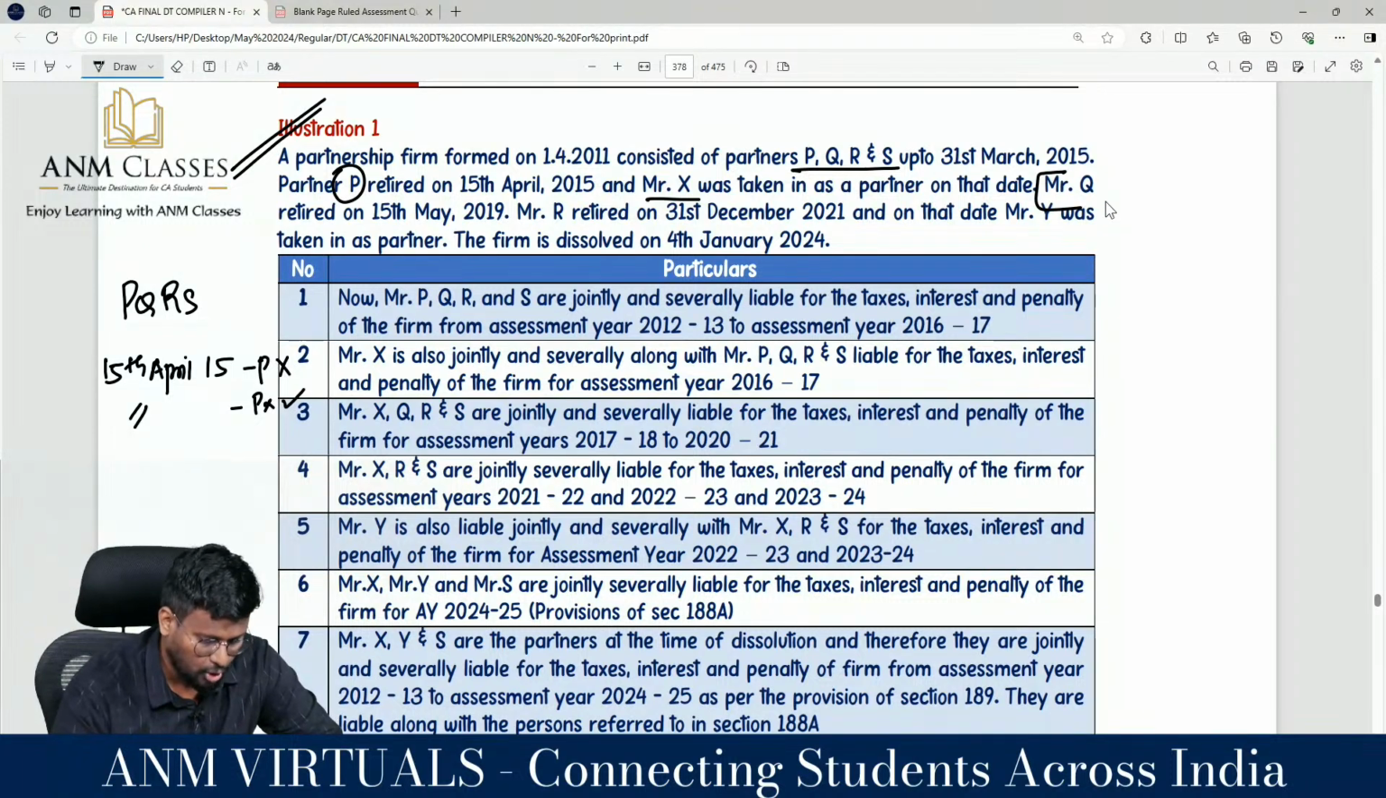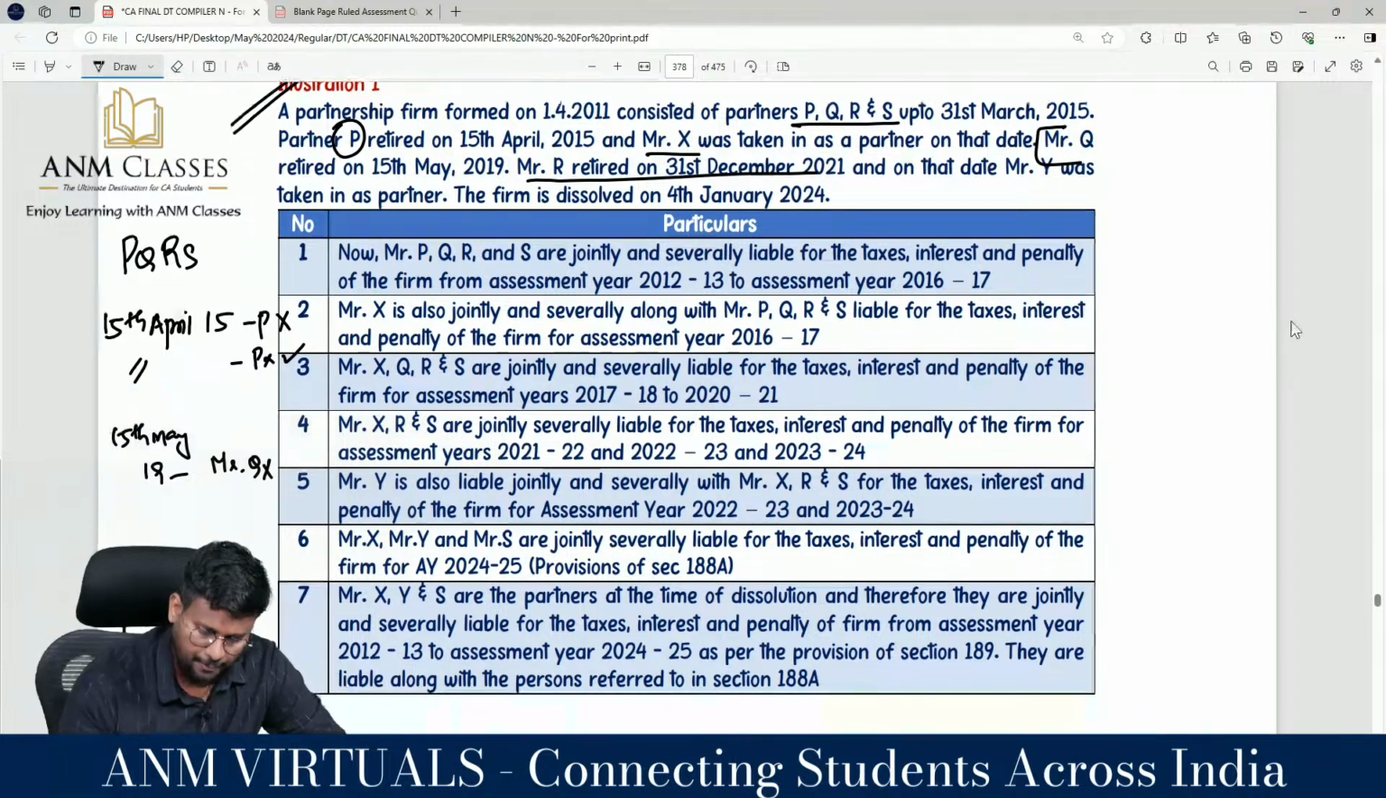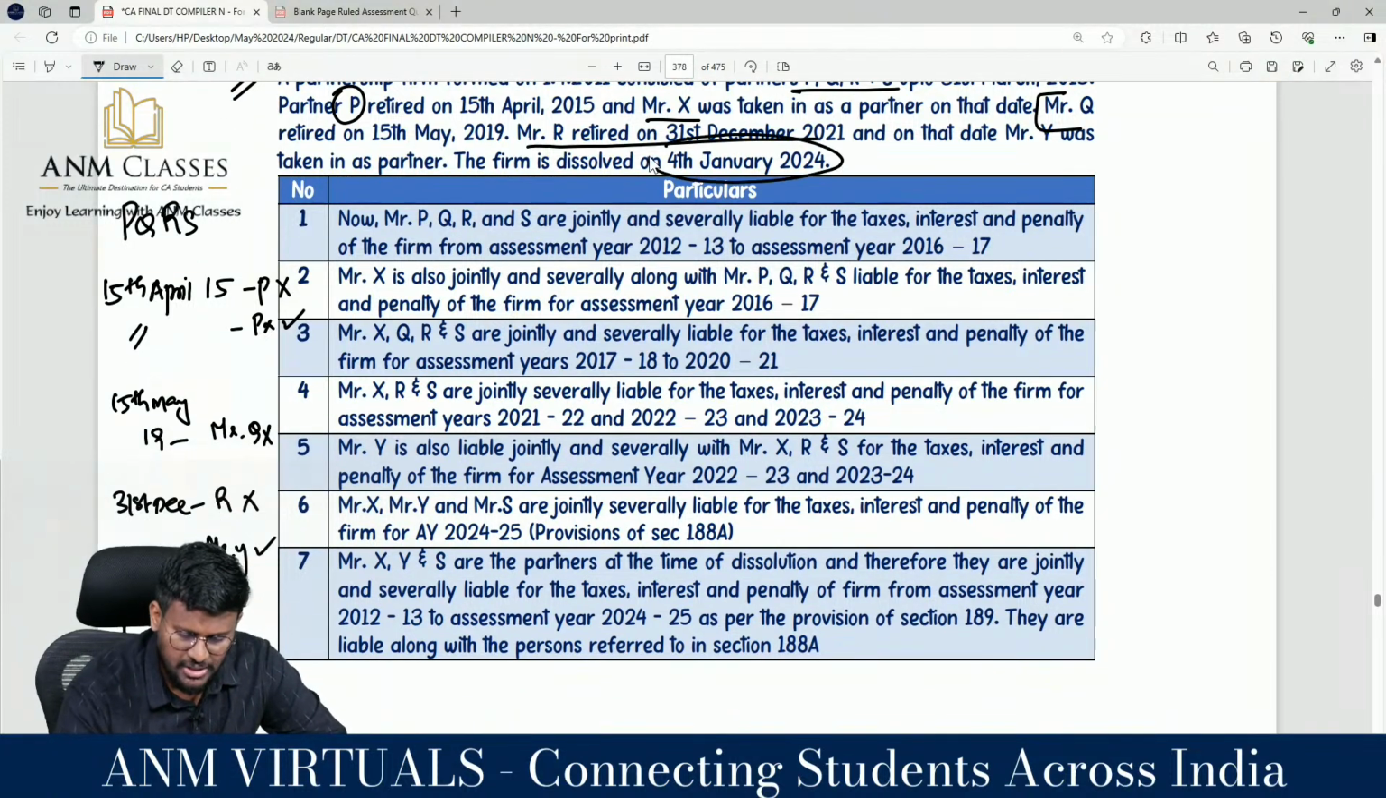Now Mr. Q retired on 15th May 2019. Mr. R retired on 31st December, and on that date Mr. Y was admitted as a partner. The firm is dissolved on 4th January.